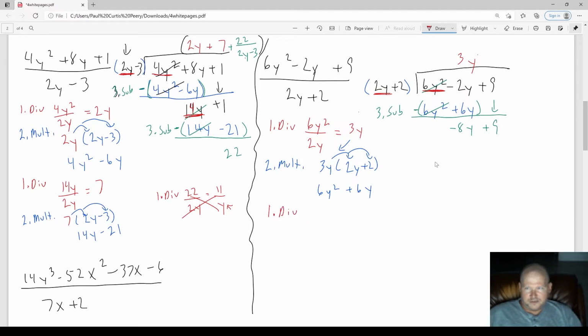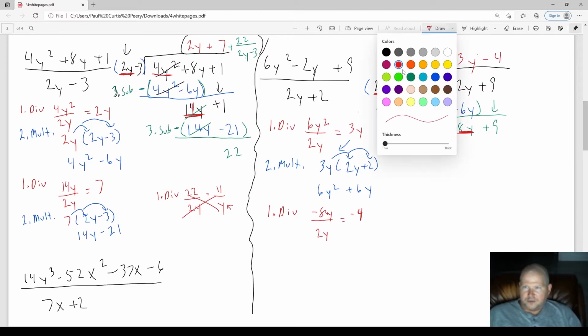So we're going to start with division. Now I'm going to take that negative 8y at the bottom, and I'm going to divide it by the first term of your divisor, the 2y. So we're going to say negative 8y divided by 2y. So negative 8 divided by 2 is a negative 4, and the y's cancel out. You write the result of the division, the quotient, up here on the top. Okay, and now we're done with that step.